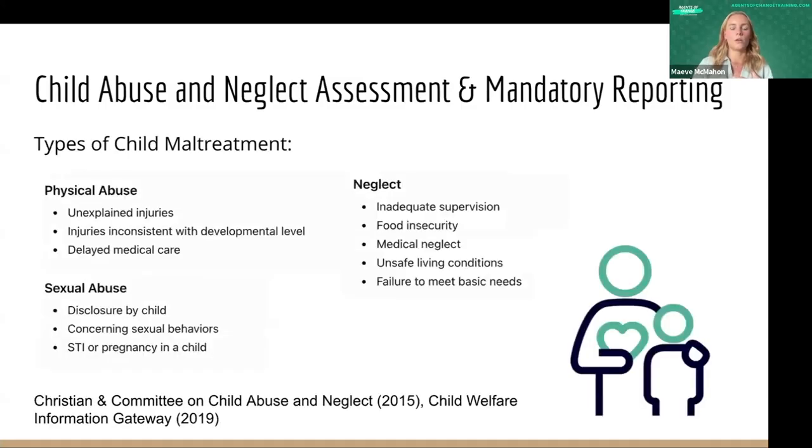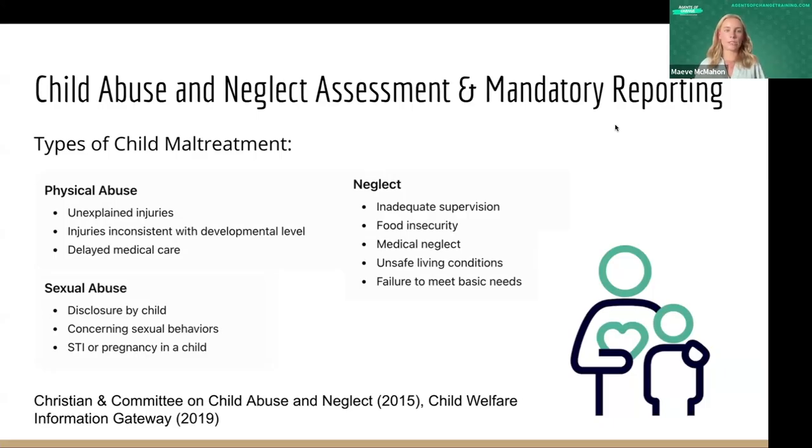So there's different types of child maltreatment. So we have physical abuse. This again is not an exhaustive list of examples, but some examples of physical abuse would be unexplained injuries. If someone comes in and there is a skull fracture and they say, I don't know how my baby got this, and the baby's 6 months old or 6 weeks old and can't move around by themselves yet, that's a concerning unexplained injury. Again, injuries inconsistent with developmental level.